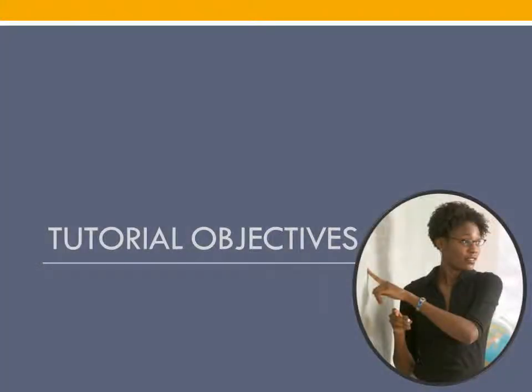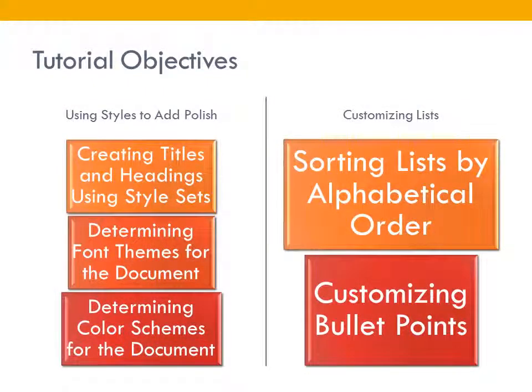This tutorial is comprised of two different sections: using styles to add polish and customizing lists. By the end of this tutorial, you should be able to do the following. The learning objectives for the Using Styles to Add Polish section are creating titles and headings using style sets, determining font themes for the document, determining color schemes for the document. In the second section, Customizing Lists, you will hopefully learn about sorting lists by alphabetical order and customizing bullet points.